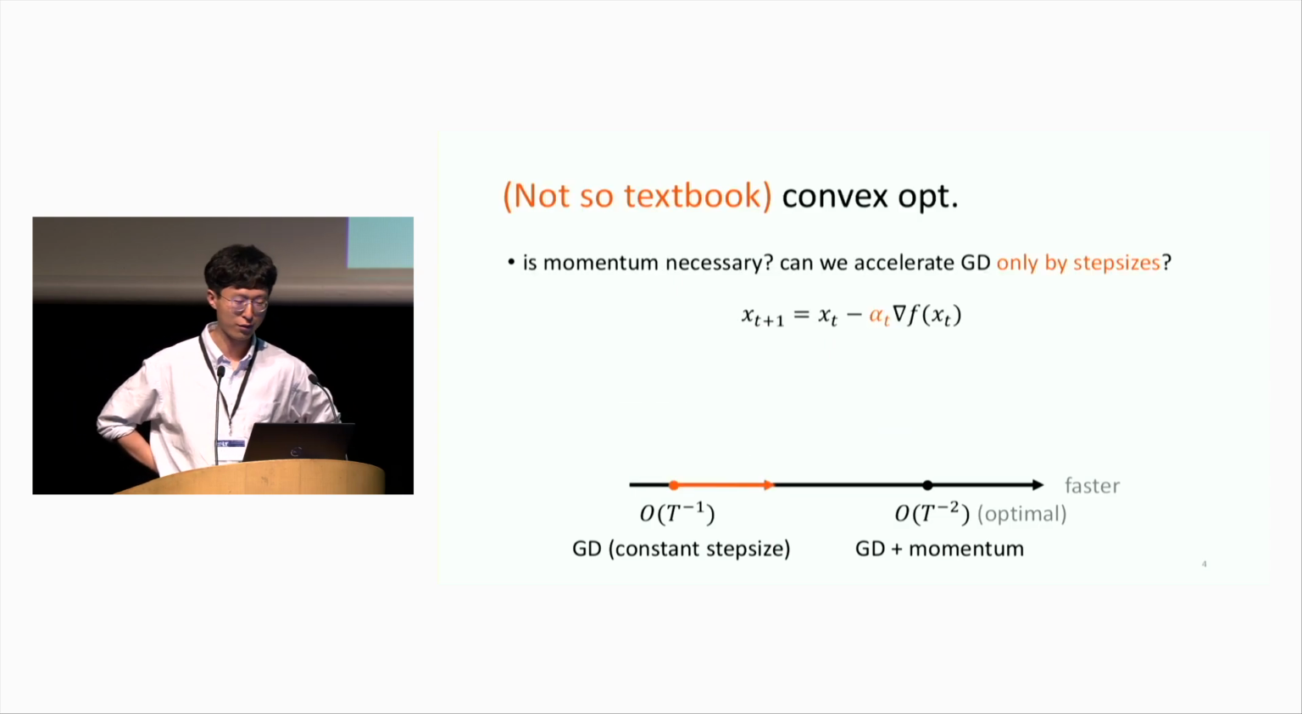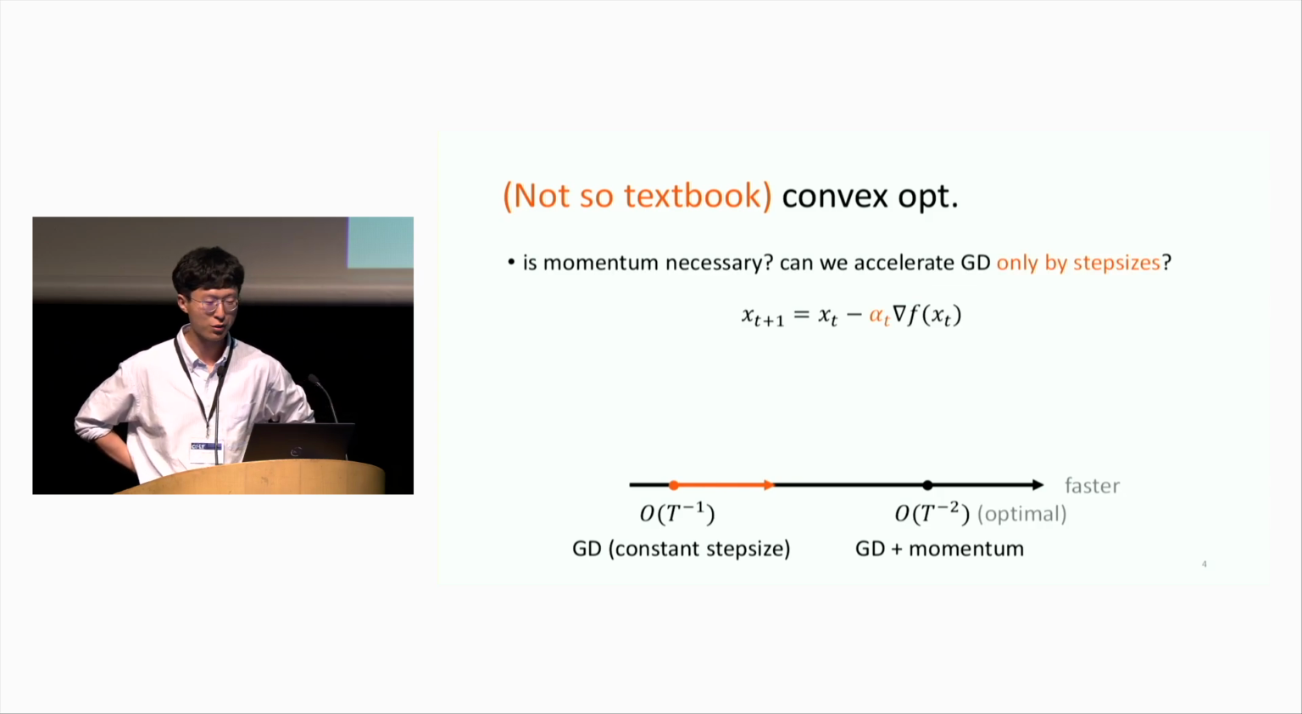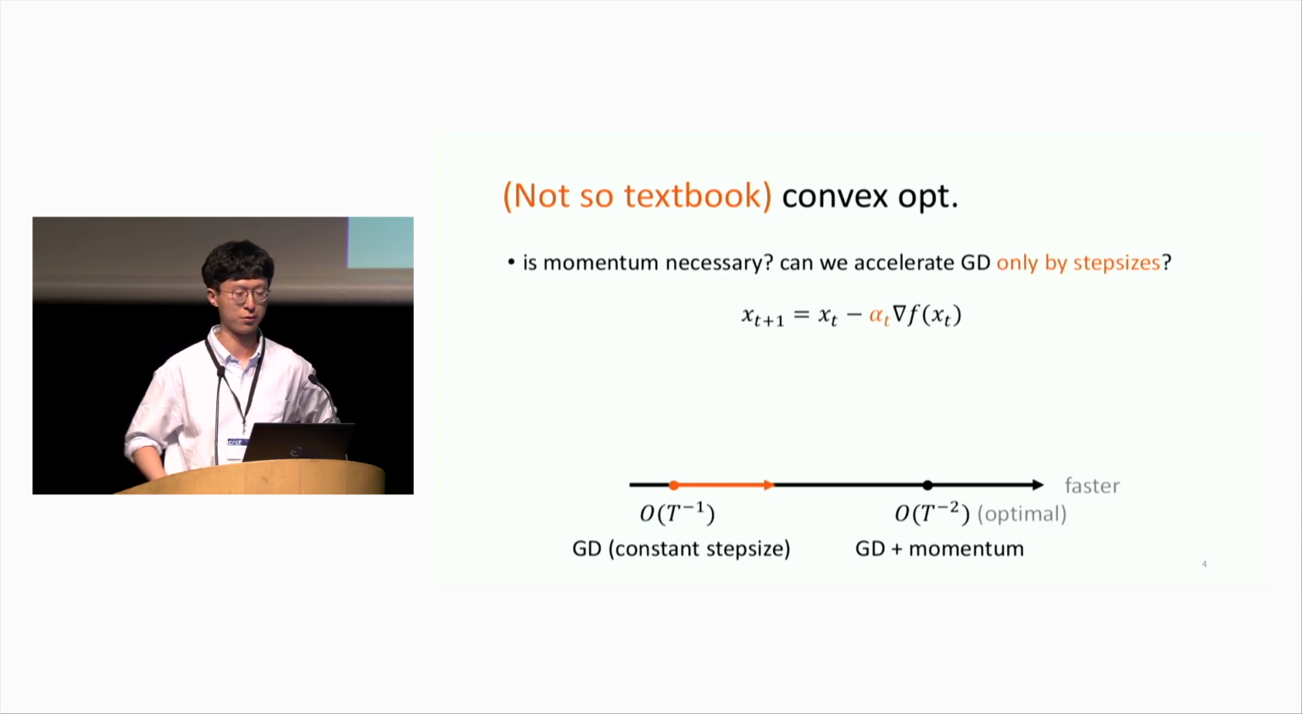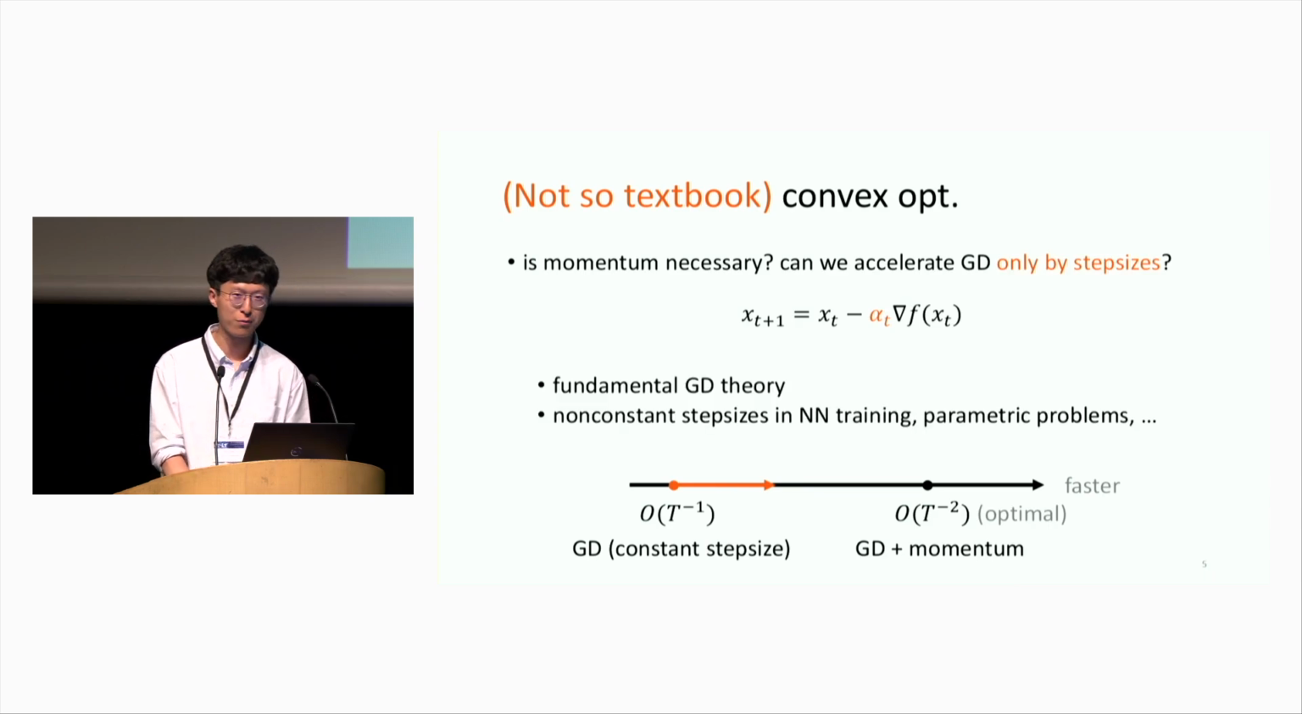And some people ask whether this momentum is actually necessary for acceleration. In other words, can we accelerate only by changing the step sizes? So why should one care about this problem? First, because this is a conference in learning theory, maybe it is fair to say that this is an interesting theoretical question on its own, in terms of pushing the boundary of this algorithm. And furthermore, there are more empirics-focused works which use time-varying step sizes, which are shown to be effective for accelerating neural network training or solving parametric problems.